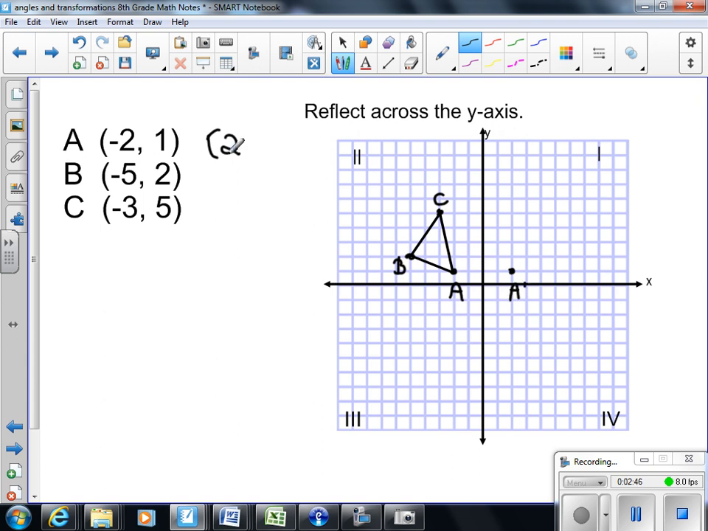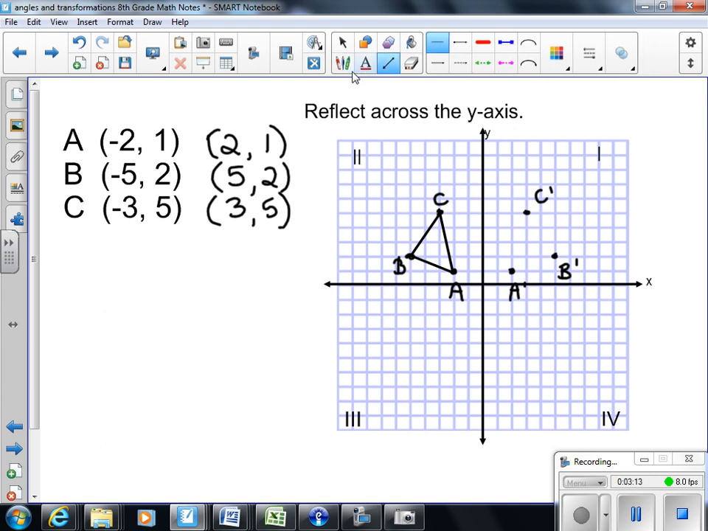Okay, then your B would be a positive 5, 2. You notice the x is the only part of your ordered pair that's changing. The y is staying the same. So it's 1, 2, 3, 4, 5, 2. This is your new B. And then your new C will be a positive 3, 5. And then we'll connect those.